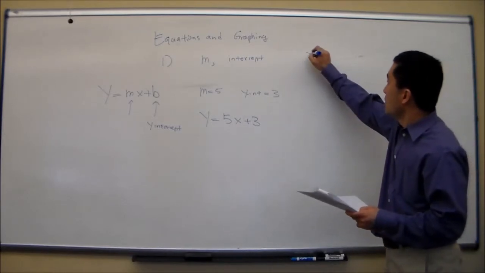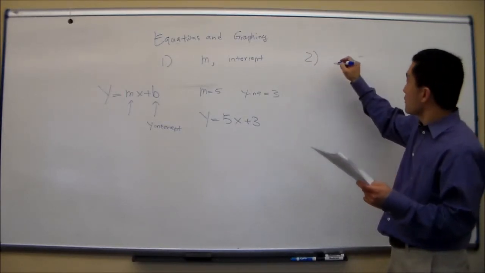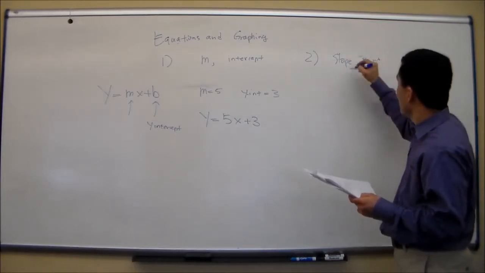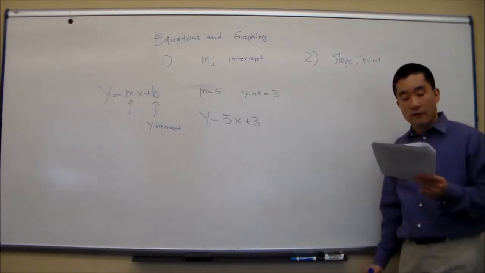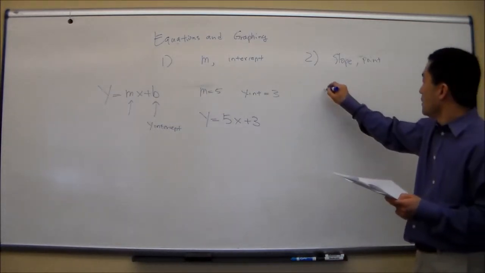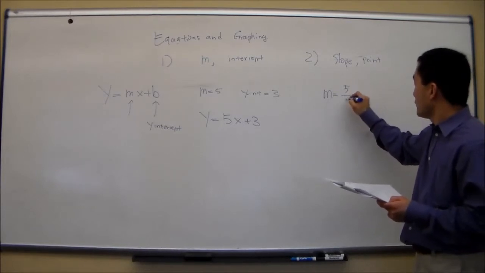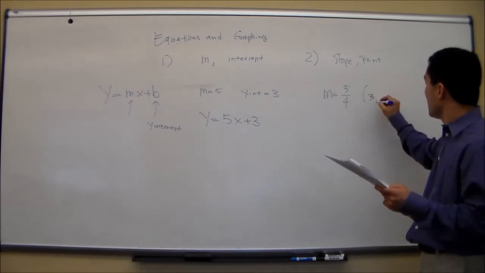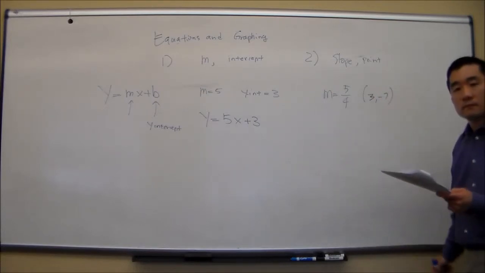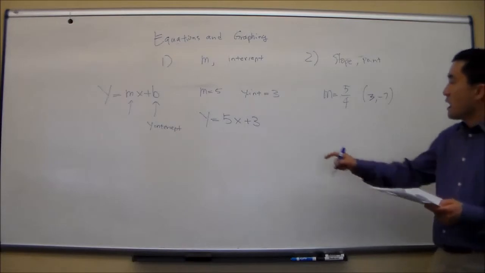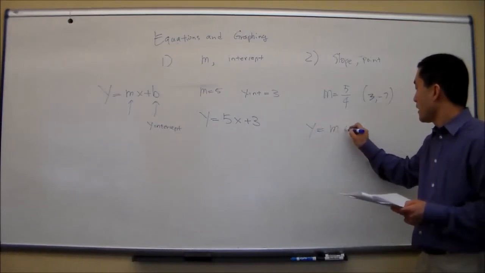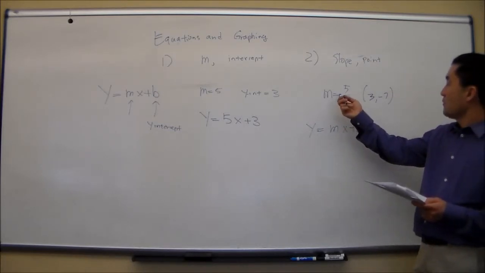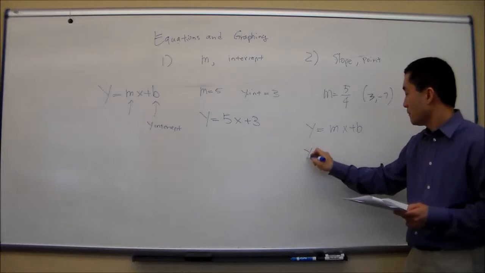So number 2 is slope and then the point. These are given. So how do you find the equation out of that? Okay. Second question says slope is 5 over 4, and then the point is (3, -7). Okay. So I need to fill in the m and then the b. If you look at it, the slope is given to you, 5 over 4. So let's plug that in.